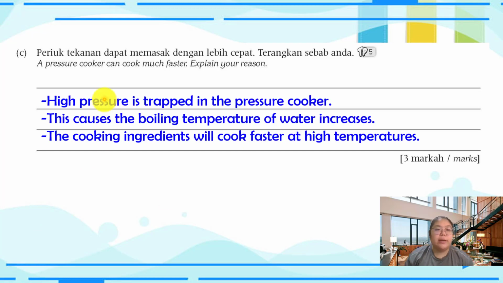Okay, so from here, high pressure is trapped inside the pressure cooker. This causes the boiling temperature of the water to increase because you do not lose the energy. Last one, the cooking ingredients will be cooked faster at a high temperature.